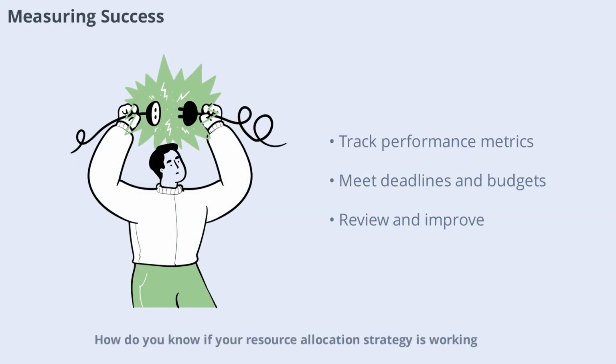How do you know if your resource allocation strategy is working? Success can be measured by tracking project performance, meeting deadlines, staying within budget, and achieving quality standards. Regularly reviewing these metrics helps you identify areas for improvement and celebrate your wins.